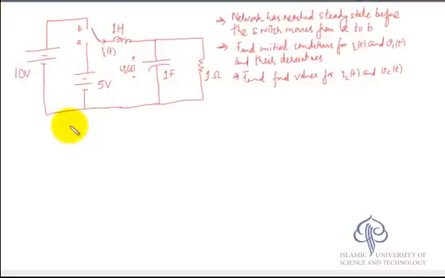this is the network that has been given to us. There is a switch here. We are told that the network has reached steady state before the switch moves from A to B. So the switch is initially connected at A and it then moves to B. But it has been connected to A for a long time, and after being connected to A for a long time, it moves to B. We are asked to find the initial conditions for IL(t) and VC(t) and their derivatives, and we are also to find the final values for IL(t) and VC(t).